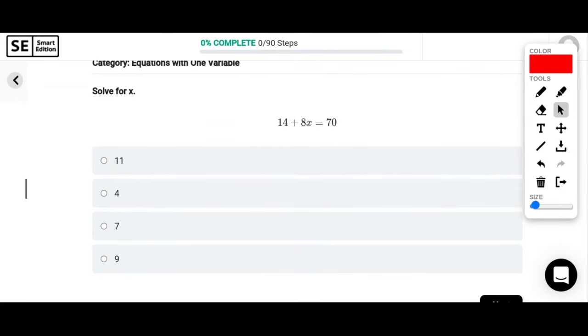All right, for this question, we need to solve for x. Again, we have done something similar to this before, so if you want to pause the video, give it a try, go for it. I am going to jump right in.